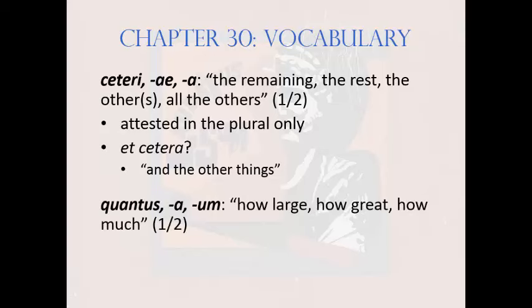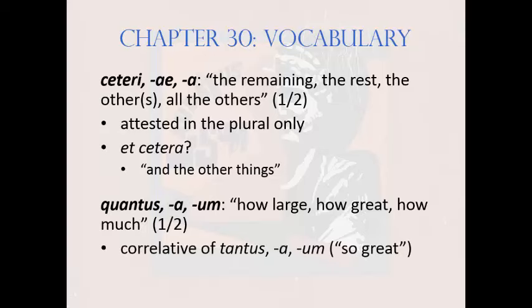The next word is quantus, a, um, meaning how large, how great, or how much. A first, second declension adjective, and a question word of the sort that can introduce indirect question. As we noted in the previous lesson, quantus is the correlative of tantus, a, um, meaning so great. That is, quantus asks the sort of question tantus answers.